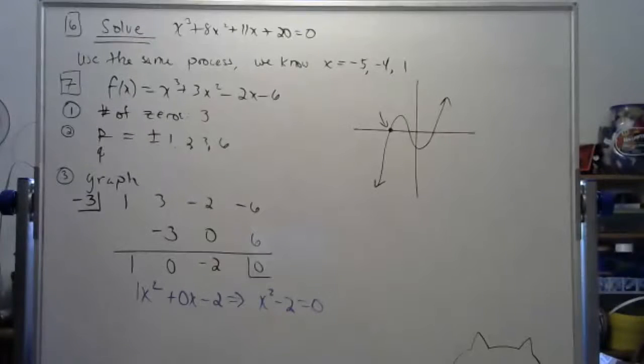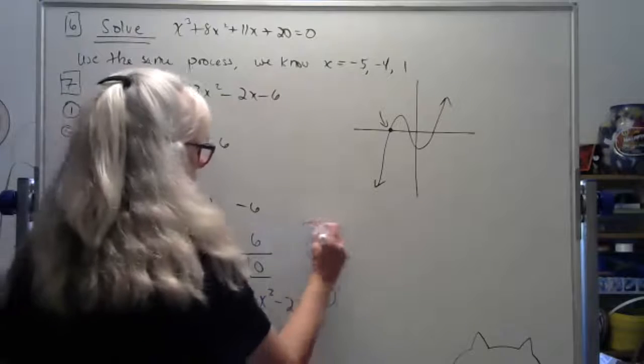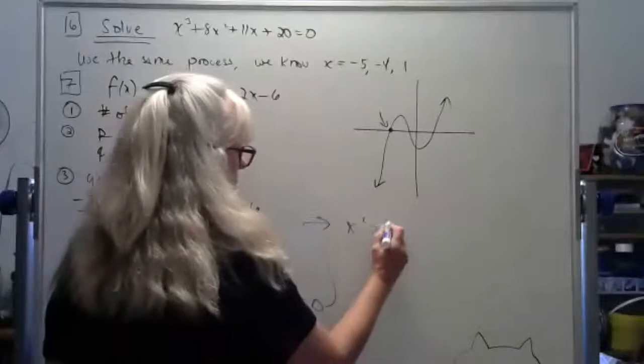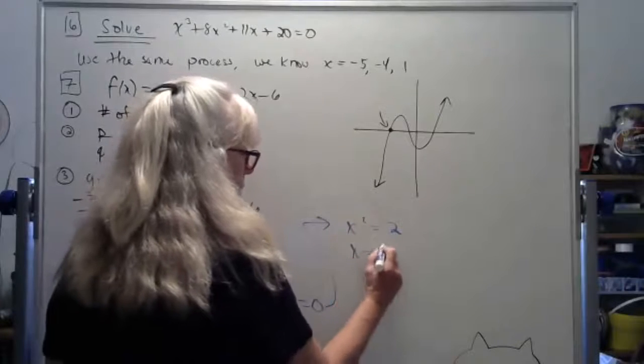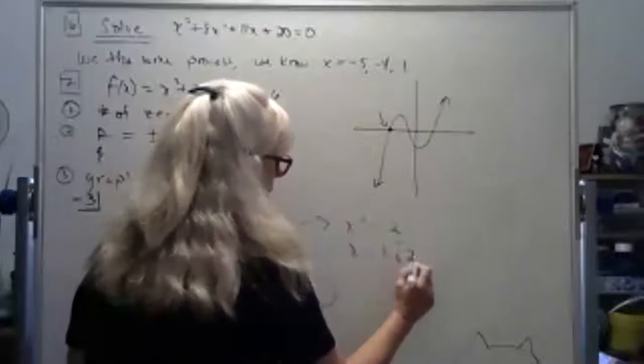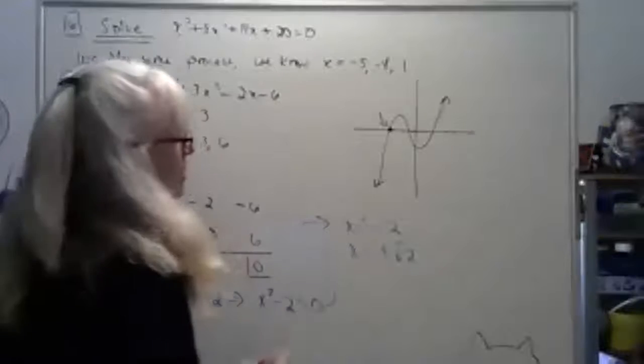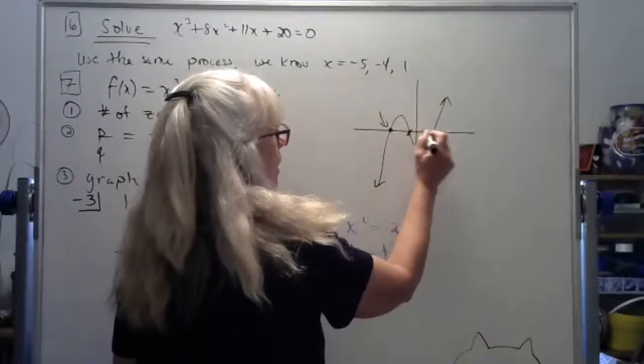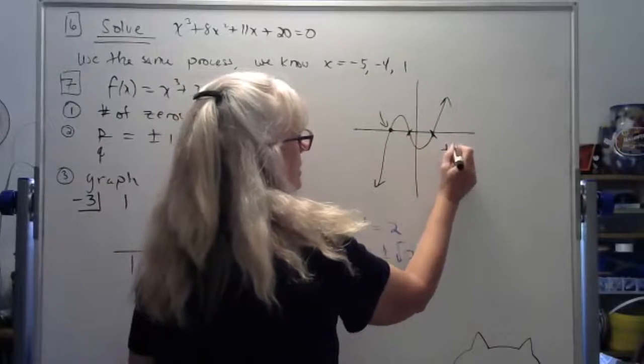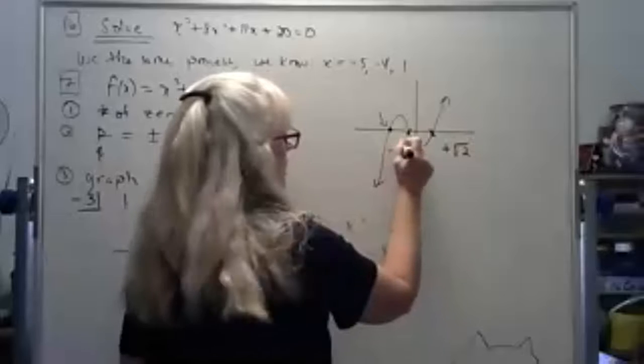Okay, well, I can solve that pretty quickly. Can't we just move the 2 to the other side? So that'll give me x squared equals 2, and then I'm going to square root both sides. So x equals plus or minus the square root of 2. So the other 2 zeros that are appearing right here and right here, this one's a positive square root of 2. This one is a negative square root of 2.